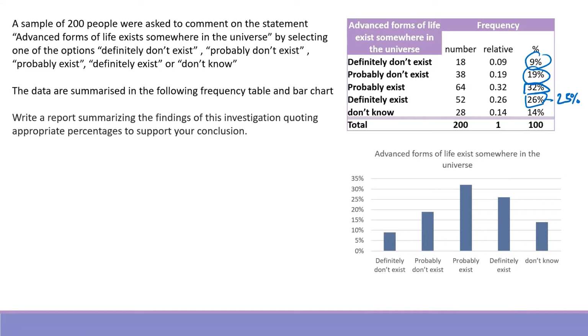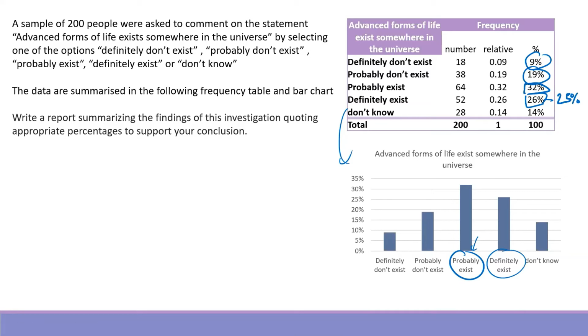Okay, and then we can look at the table. The table here is exactly the same information. It's just done graphically. You can see here very clearly that the highest peaked one is probably exists, followed by definitely exists. So they're definitely the majority here. And the majority is quite easily here at probably exists.